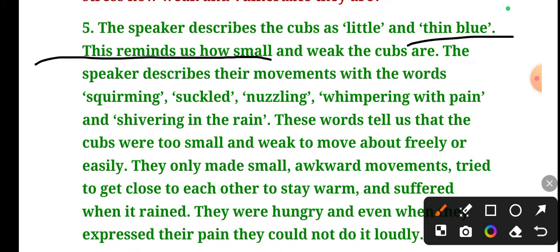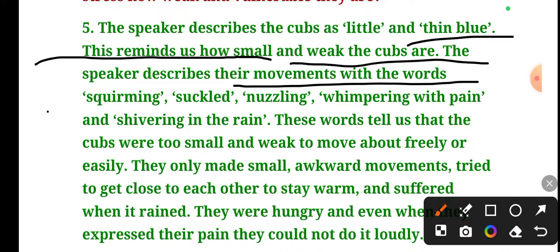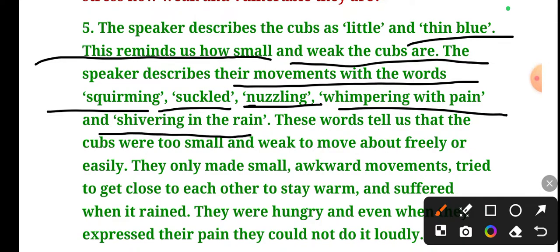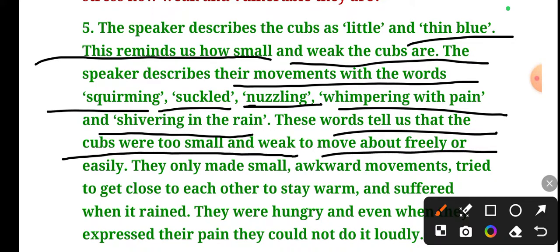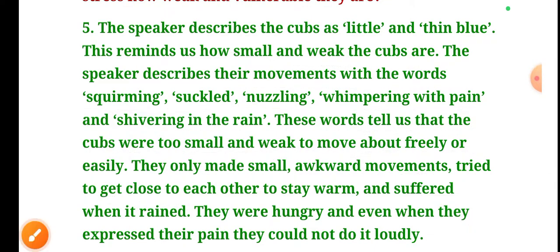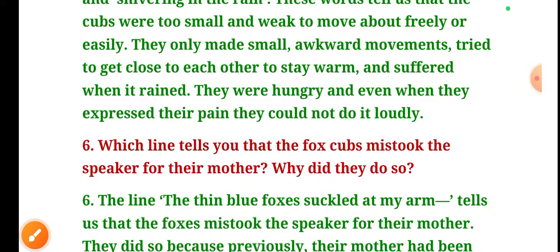This reminds us how small and weak the cubs are. He described their movements with the words shimmering, suckled, nuzzling, whimpering with pain, and shivering in the rain. These words tell us that the cubs were too small and weak to move about freely or easily. They only made small, awkward movements, tried to get close to each other to stay warm, and suffered when it rained. They were hungry, and even when they expressed their pain, they could not do it loudly.